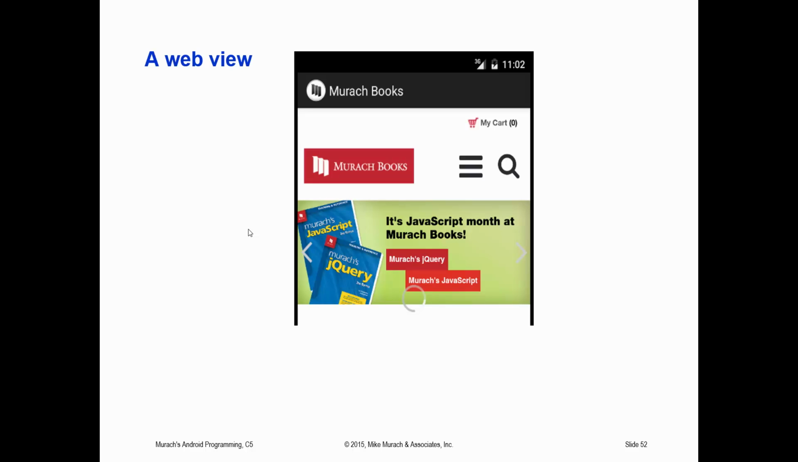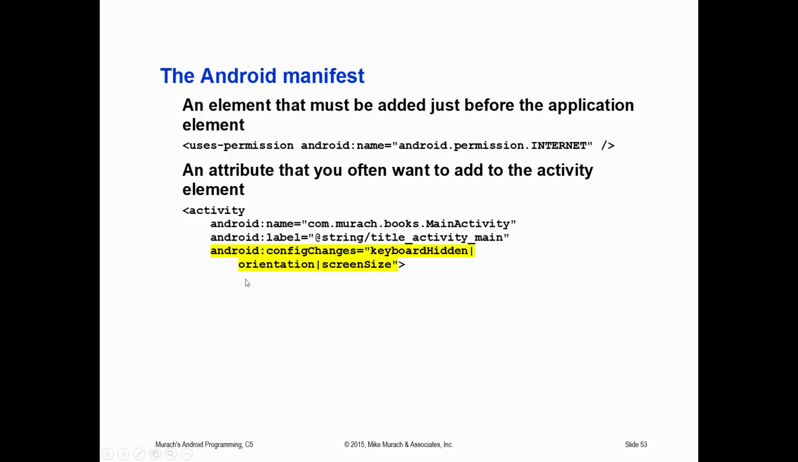Before you use a web view, you must add, and it's a little different, you must add this in the Android manifest file, and that's the internet permission. So you must make sure to add a uses-permission element like the one that's shown on the screen here. And you must add it after the manifest element, but before the application element. If you put it anywhere else, you won't have permission to use the internet.